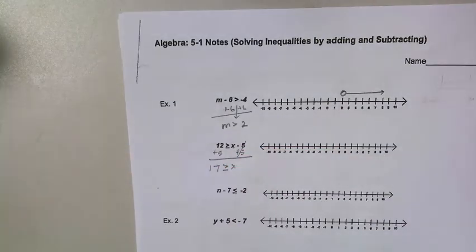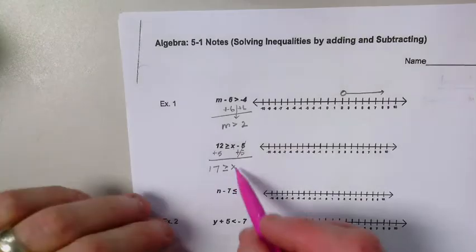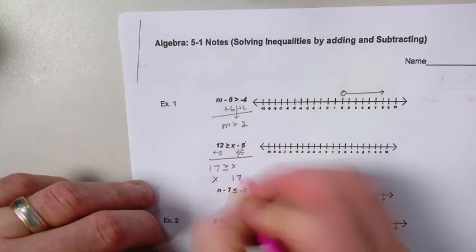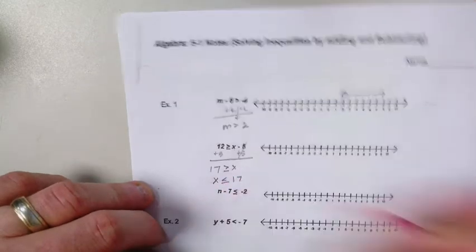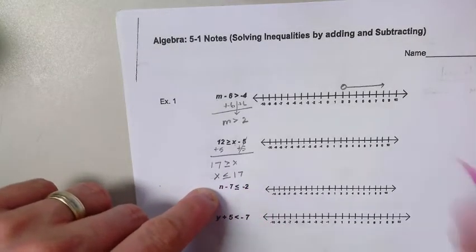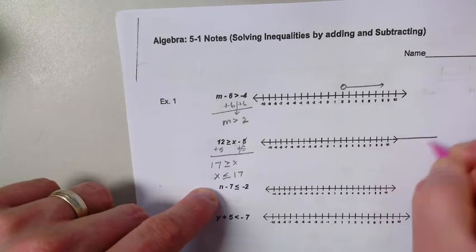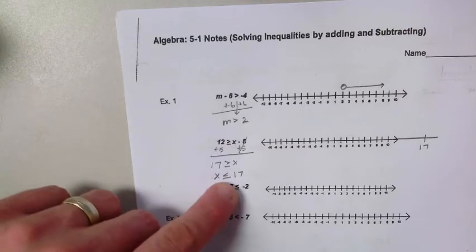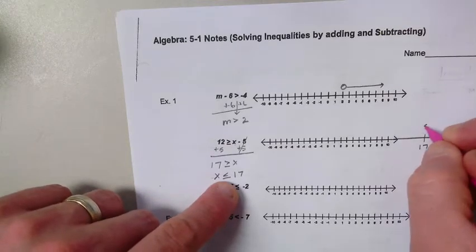What I've seen in years past is that students read better left to right. So we're going to put the x on the left-hand side. What does that do to our inequality? It flips it. So it says x is less than or equal to 17. If I was to go out here to 17, I'm just going to make a random mark here, and I'm going to do less than or equal to, because it's or equal to.